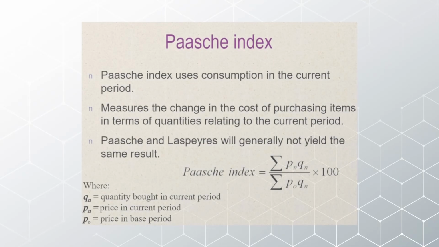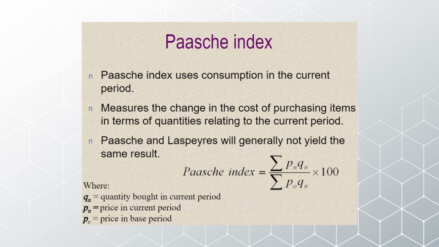Now the Paasche index uses consumption in the current period and measures the change in the cost of purchasing items in terms of quantity relating to the current period. Paasche and Laspeyres will generally not yield the same result, because the Paasche index is based on a different format and Laspeyres is based on a different format. So the Paasche index is equal to sigma Pn Qn divided by sigma P0 Qn multiplied by 100, where Qn is the quantity bought in the current period, Pn is the price in the current period, and P0 is the price in the base period.